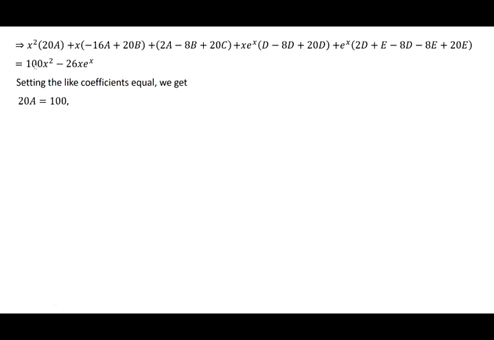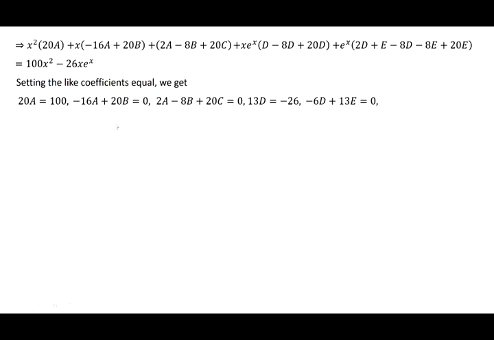20a is equal to 100. Coefficient of x squared on the left hand side equals coefficient of x squared on the right hand side. Coefficient of x on the left hand side is negative 16a plus 20b. Coefficient of x on the right hand side: there is no constant times x on the right hand side. Guess what? That means you just simply set it equal to 0. Similarly, there is no constant on the right hand side, so we'll set this constant equal to 0. Go on like that, and 13d.